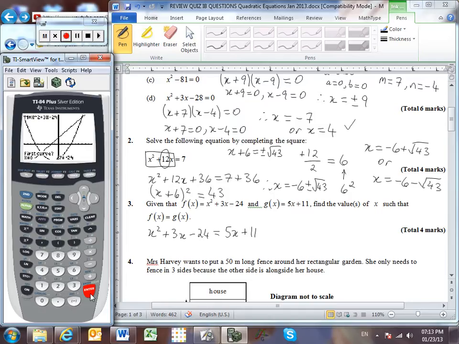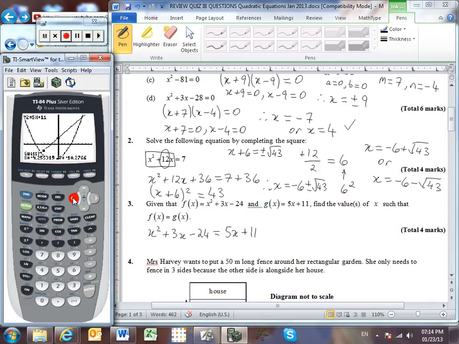It says, what's the first curve? Well, yes, that is my first curve, so I'll press enter. What's the second curve? Yes, my 5x plus 11 is the second curve. And it wants me to guess. So I could either move my cursor all the way there to the first point that I'm trying to find the intersection of. That's one way of doing it.